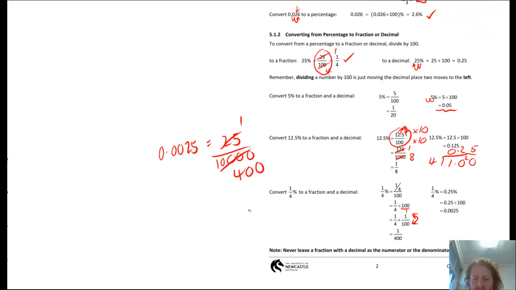All good. Never leave a fraction with a decimal as the numerator or the denominator. Absolutely not, because it's not really a fraction. It's got to have whole numbers. So if a question ever says, express this as a fraction, 0.5 on 2 is technically not a fraction. Times it by 10 or times it by 2. If I times the top by 2, I'd get 1. Times the bottom by 2, I'd get 4. 1/4. That's a fraction. Yeah, good.